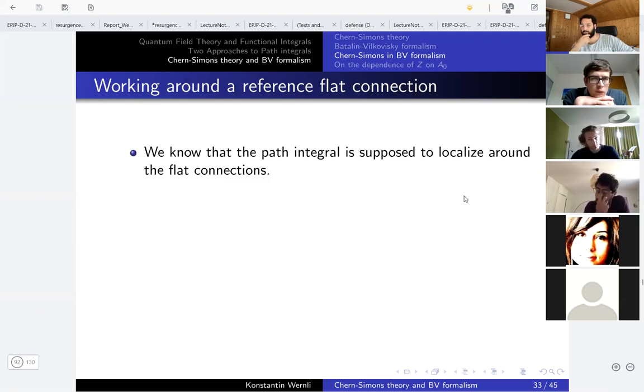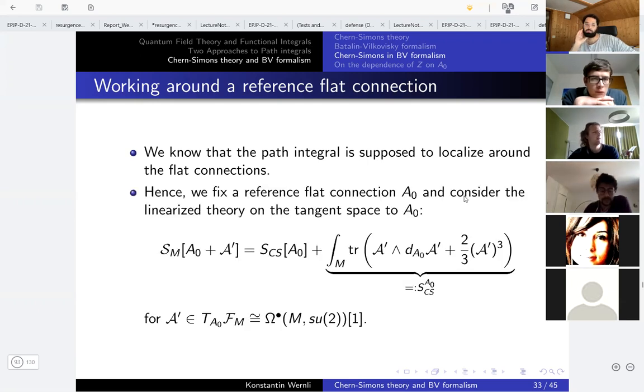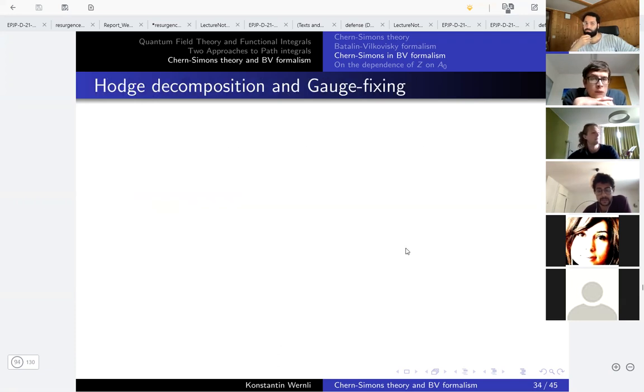Now what I'll do, I'll work around a reference flat connection. So I fix some connection A0, and I consider the linearized theory on the tangent space to A0. And the tangent space still looks the same because it's still a vector space. But what changes is that I'm replacing the de Rham differential now with the de Rham differential twisted by the flat connection A0.